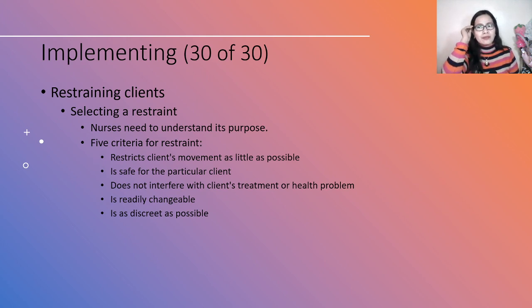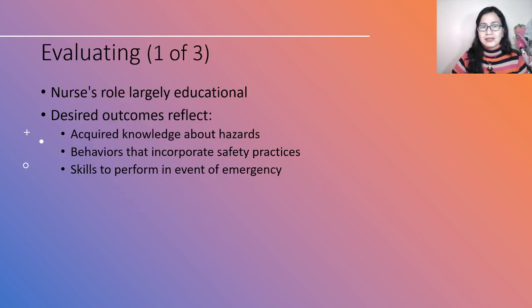Okay, so we have here, you need to let the client understand the purpose of restraining. Now there are 5 criteria for restraining. Restrain the client's movement as little as possible. Is it safe for the particular client? Does the restraint not interfere with the client's treatment or health problem? Is the restraint readily changeable? Is it as discreet as possible? Okay, check on those first before applying restraint or before restraining the client.